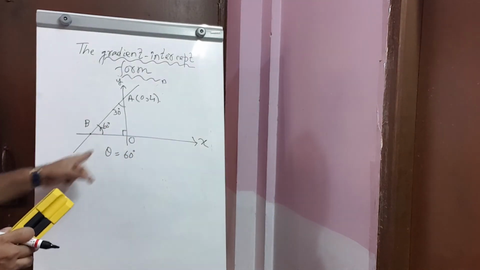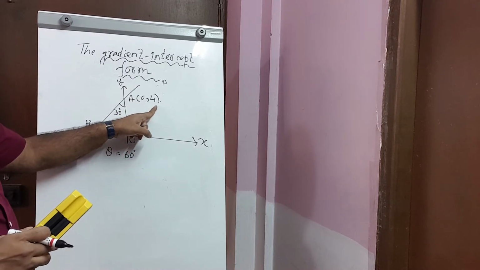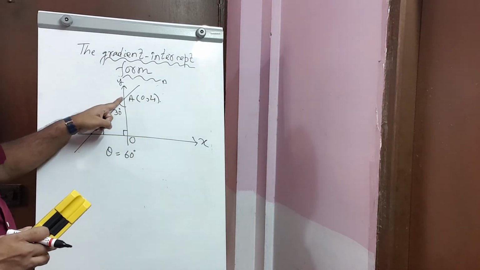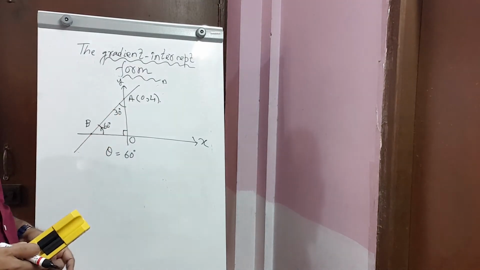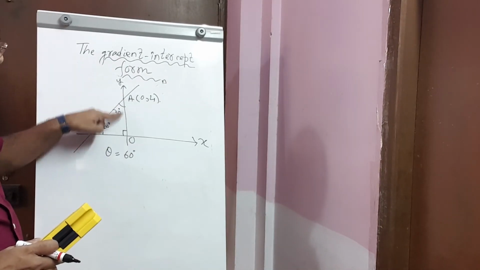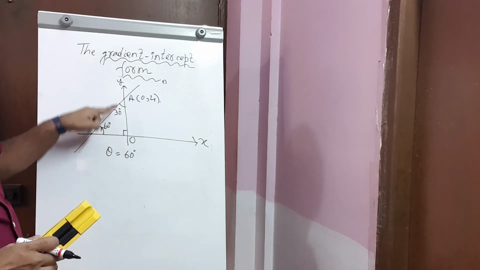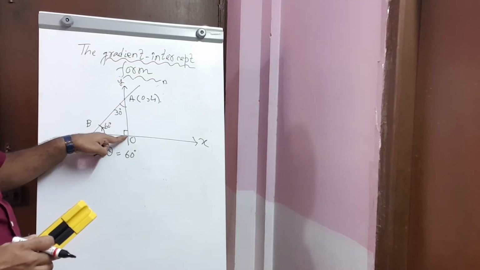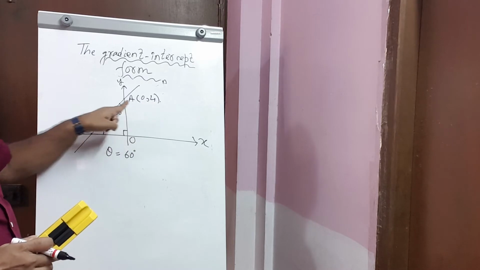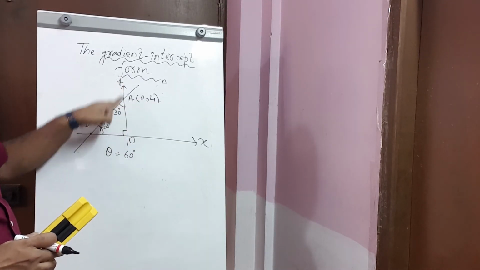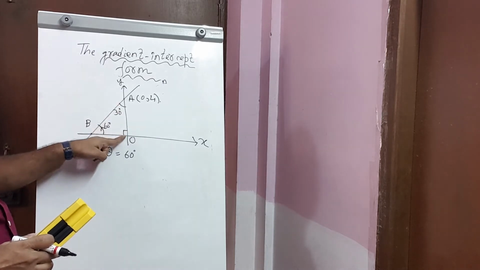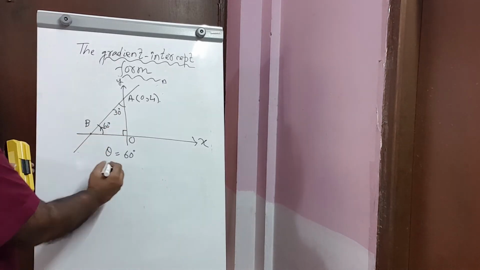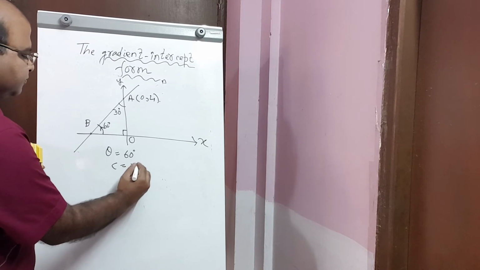And since the line passes through the point (0, 4), the point (0, 4) itself being a point on the y-axis, this itself is the y-intercept of the line, because the y-intercept of a line means the distance of the point where the line cuts the y-axis from the origin. So the point (0, 4) being a point on the line as well as a point on the y-axis, the line intersects the y-axis at a distance of 4 units above the origin. So here the c value is 4.